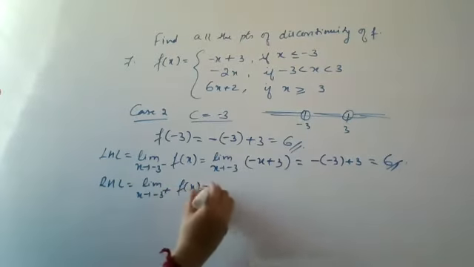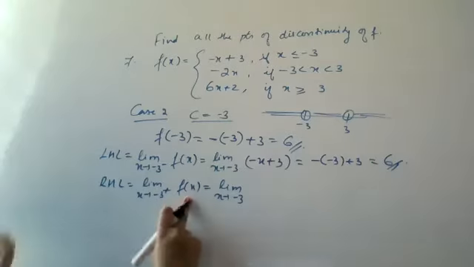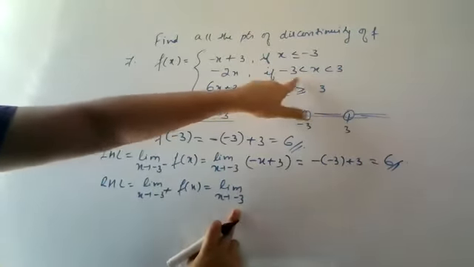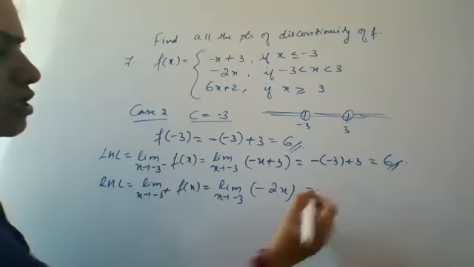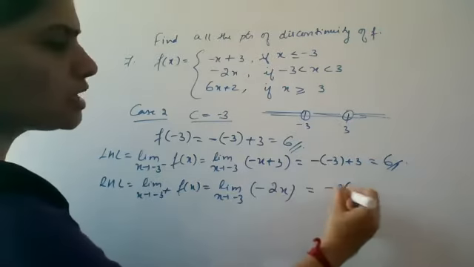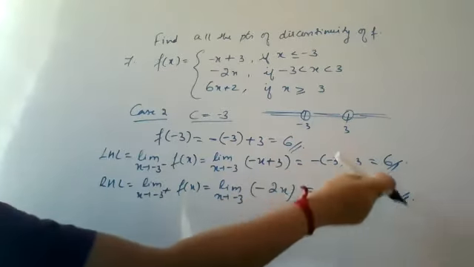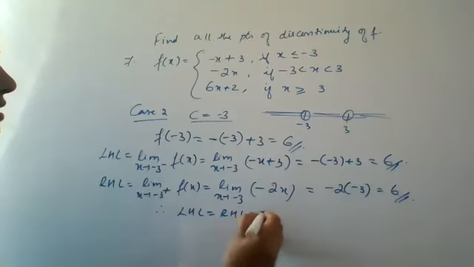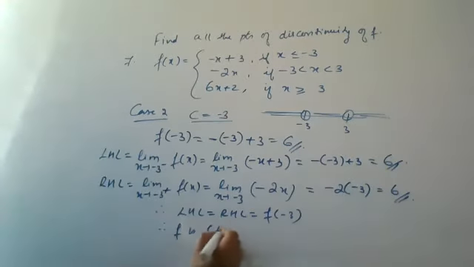F of x is equal to limit x tends to minus 3. What f of x value will you take? Since it is greater than minus 3, it will have the value here. So you have to take minus 2x as the function. Now again you have to replace your x value with minus 3. So you will get minus 2 into minus 3. So for all the three values you have them coinciding. That means LHL is equal to RHL is equal to the value at the point. Therefore, you can say that the function is continuous at x equal to minus 3.